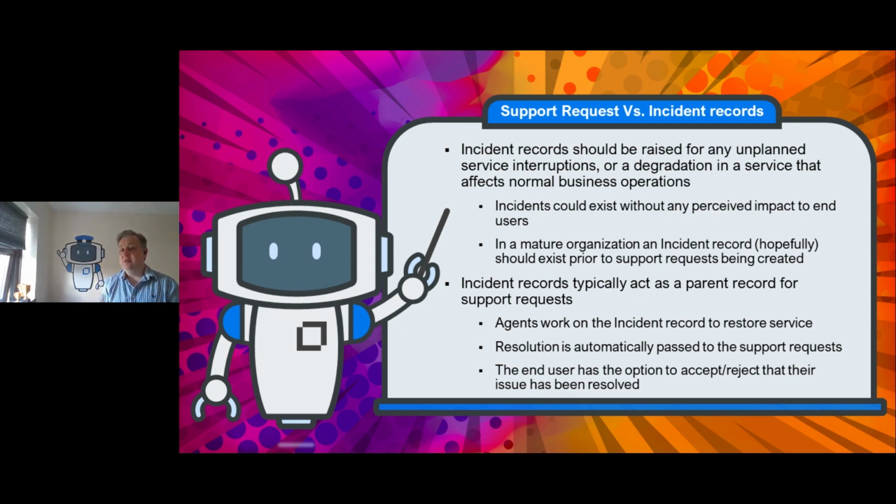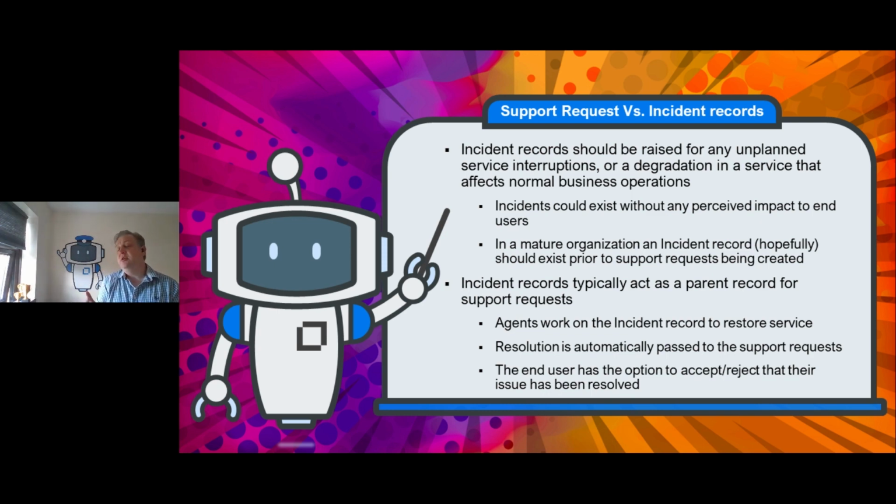The advantage again here is for your second line support. They can focus on the incident, work on the actual one ticket to try and get it resolved. And because those support requests would be related to that incident, once the incident is resolved, that resolution is automatically passed down to the support requests and updates them with the end users to say, hey, we think we've solved this, and we'll move it to the accept reject phase for them to check whether they're happy that the issue has been resolved.